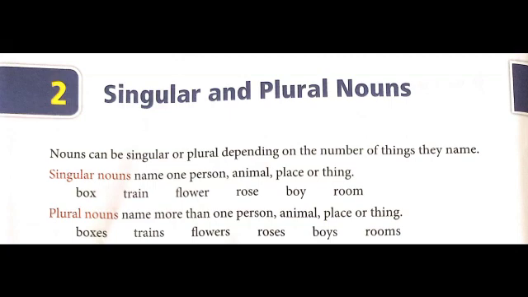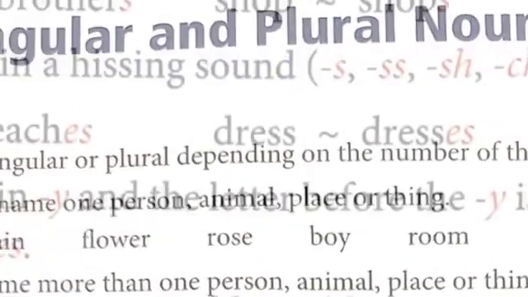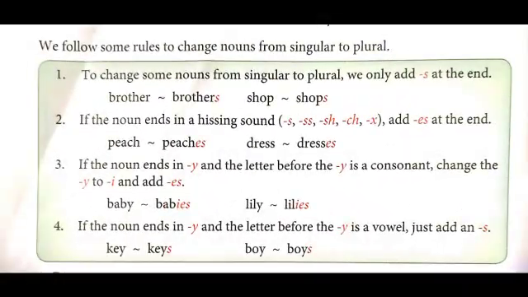Singular means only one in number. If we speak about more than one thing, it must be added with s. We follow some rules to change nouns from singular to plural.